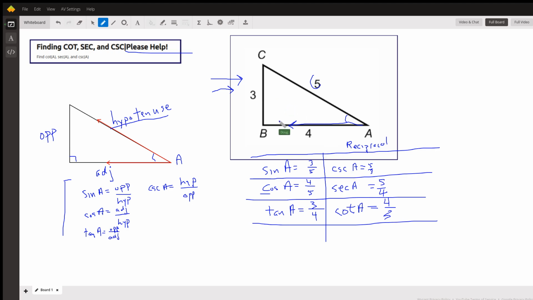By the way, this is a 3, 4, 5 right triangle, which means 3 squared plus 4 squared equals 5 squared. That's what we call the Pythagorean triple. Okay, and you could find the measure of angle A by using inverse trig function on your calculator. We'll leave that for another time.